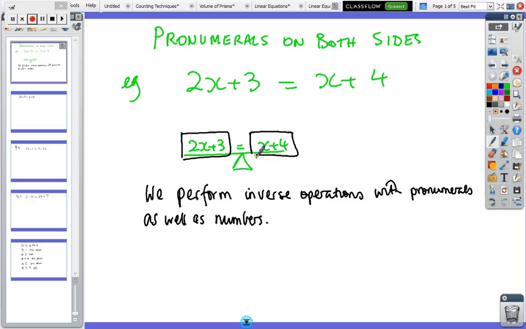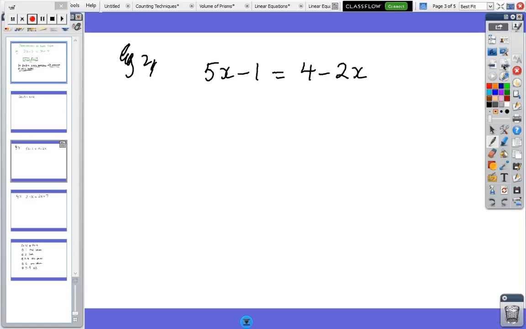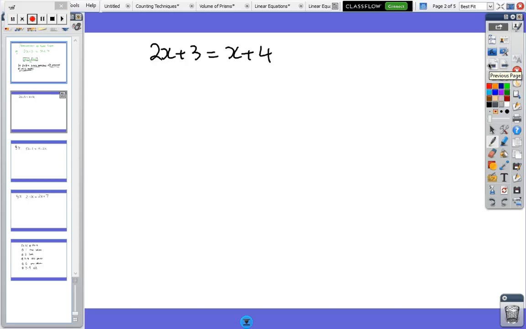Okay, and what we're going to do is perform the inverse operations with the pronumerals as well as with the numbers. So copy that if you need to, and otherwise come across and we'll have a look at how to solve it. Okay, so we've got that equation, 2x plus 3 equals x plus 4. The answer has to be, at the end of the day, x equals something.